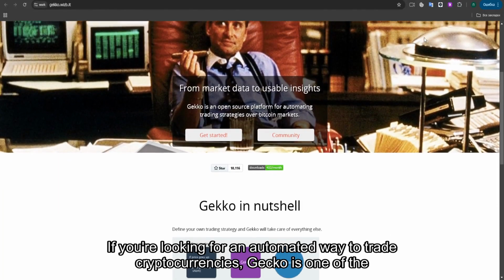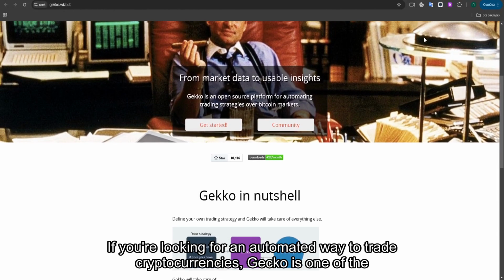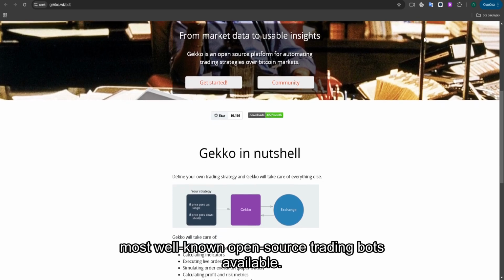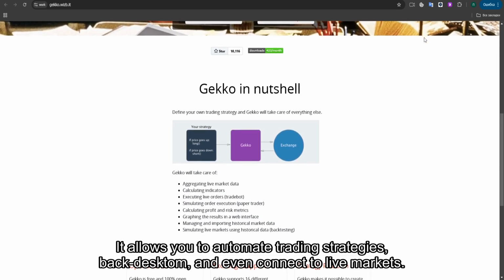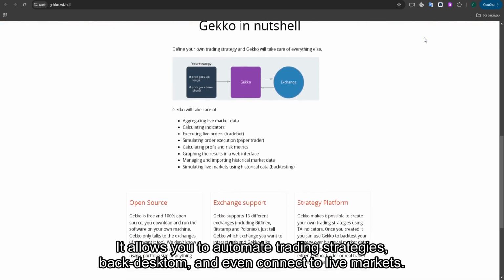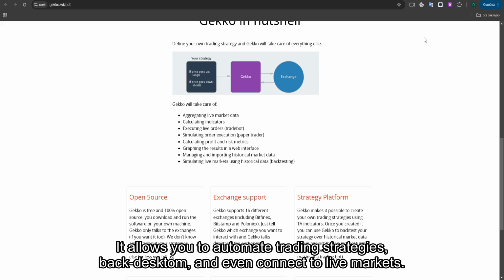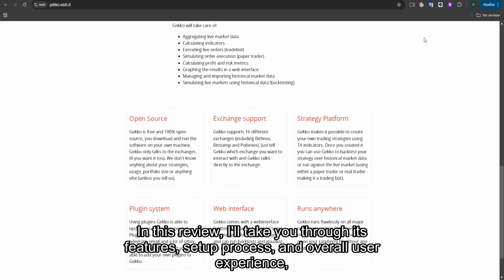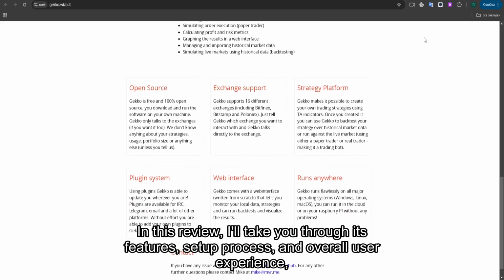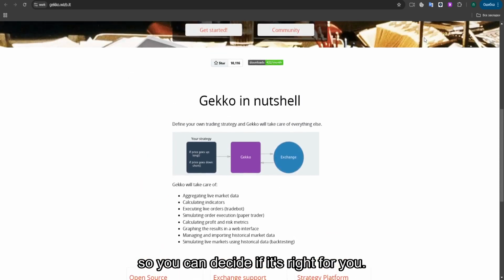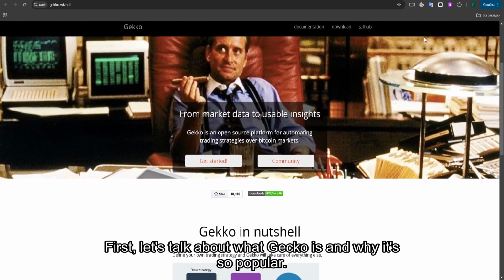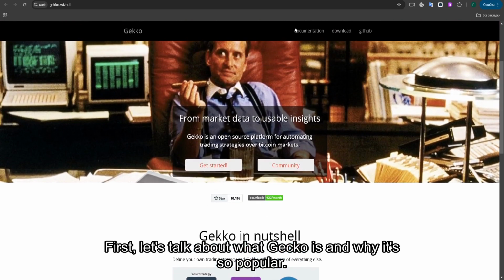If you're looking for an automated way to trade cryptocurrencies, Gekko is one of the most well-known open-source trading bots available. It allows you to automate trading strategies, backtest them, and even connect to live markets. In this review, I'll take you through its features, setup process, and overall user experience so you can decide if it's right for you. First, let's talk about what Gekko is and why it's so popular.